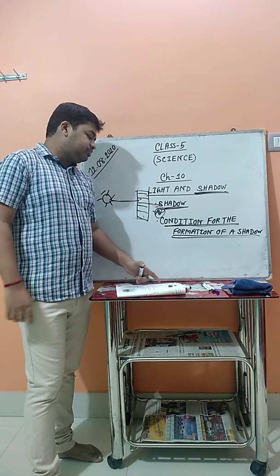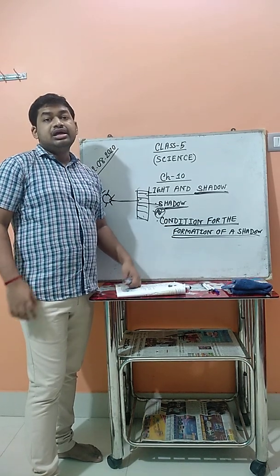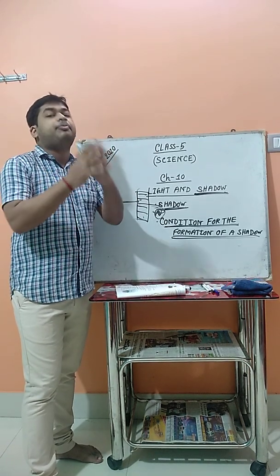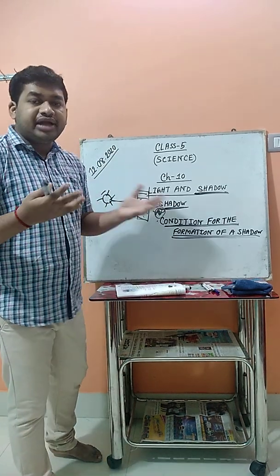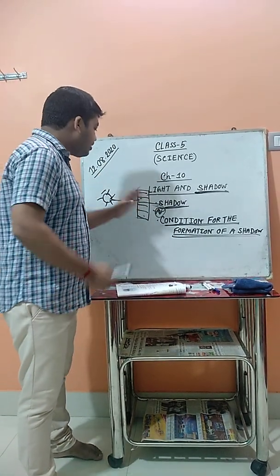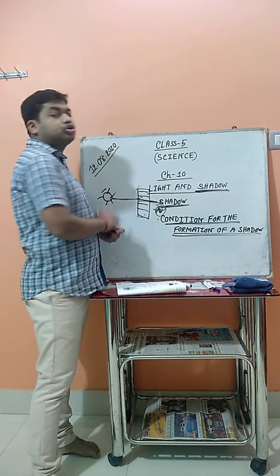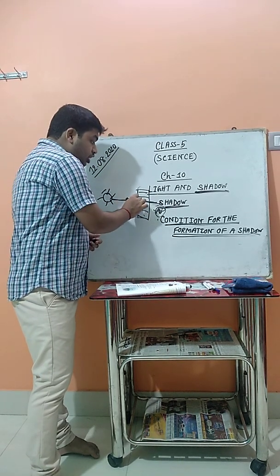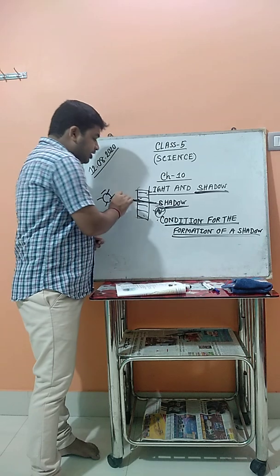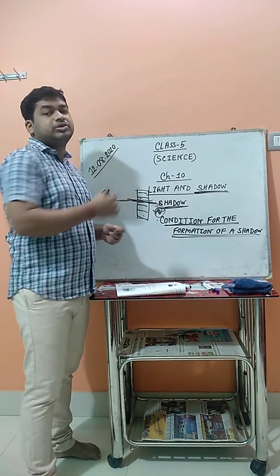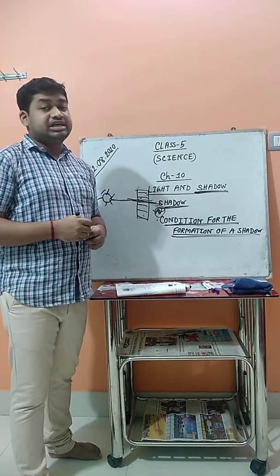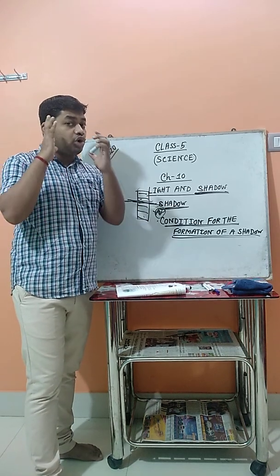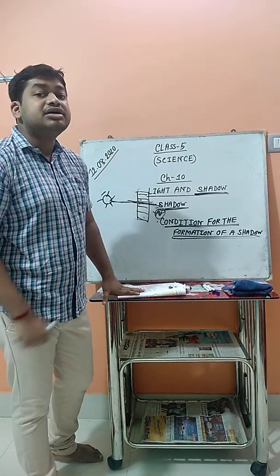Now, a transparent object does not form a shadow. In a transparent object, it is not possible to form a shadow. Why is it not possible? Because a transparent object allows the light to pass through. It does not block the light. A transparent object allows the light to pass through into the opposite direction. That is why a shadow cannot be formed in a transparent object.